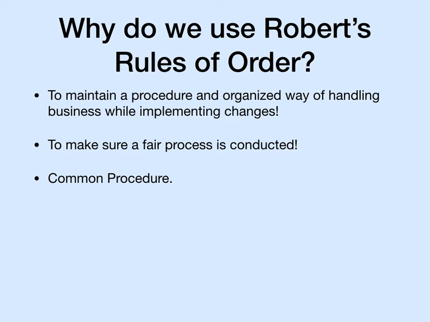Why do we use Robert's Rules of Order? First and foremost, this is to make sure that we have an implemented procedure and an organized way of handling business, especially when it comes to implementing changes. Change is hard for people. This year, we've implemented a lot of change, and we really picked up the amount of meetings that we've had and the way that we conduct business. And we are going to continue to keep moving forward and to keep implementing those changes.